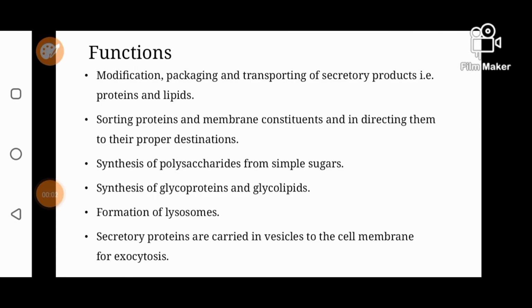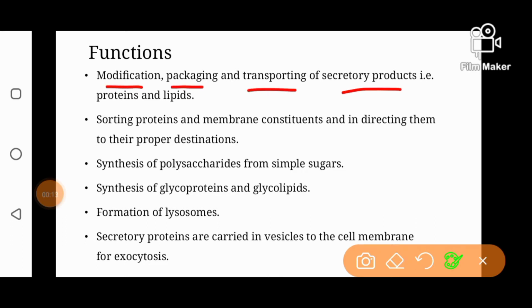Now let's have a quick look at the functions of Golgi apparatus. As we already mentioned, the main functions of Golgi apparatus are modification, packing and transport of secretory products like proteins and lipids. Golgi apparatus is sometimes referred to as the traffic police of the cell because it plays a key role in sorting proteins or other membrane constituents and directing them to their proper destination. They transport different components like proteins and lipids to their proper targets, either extracellular or intracellular.